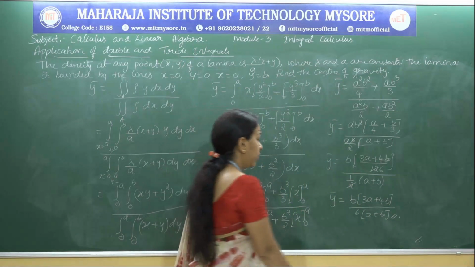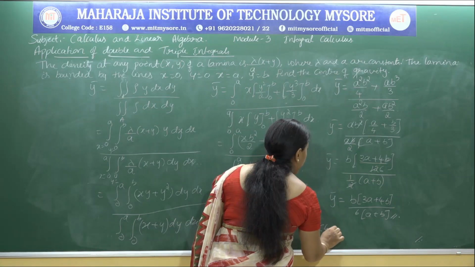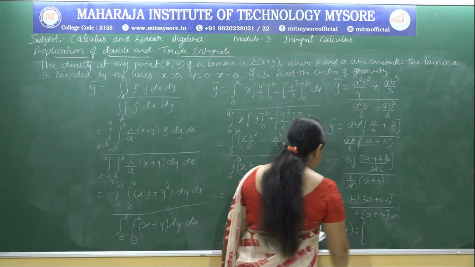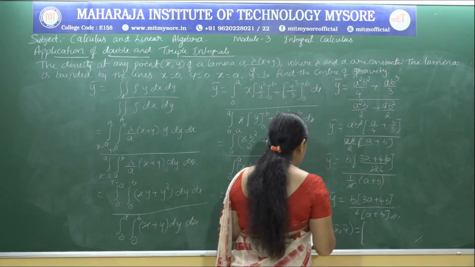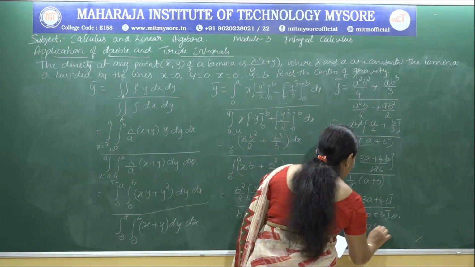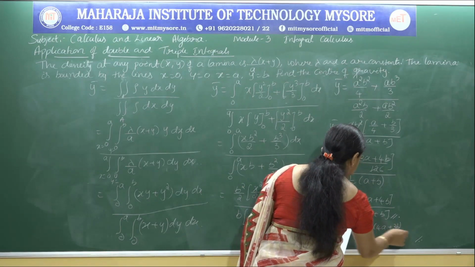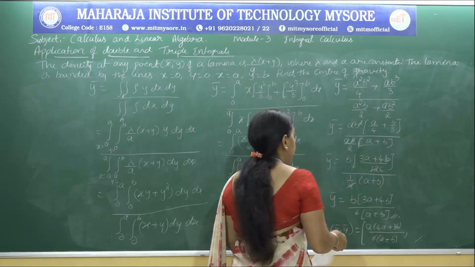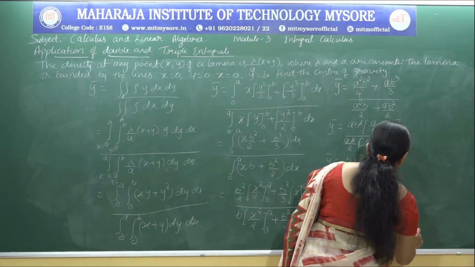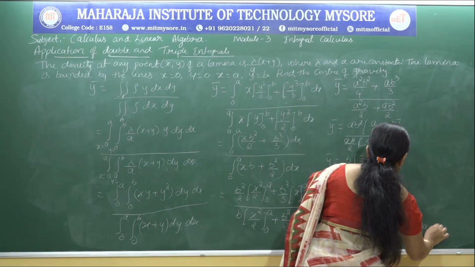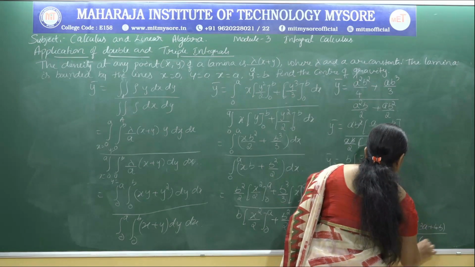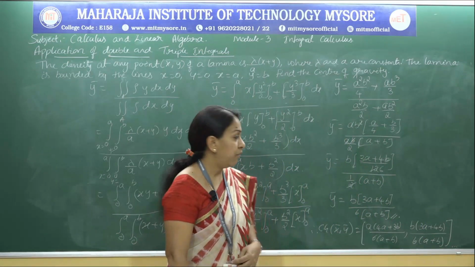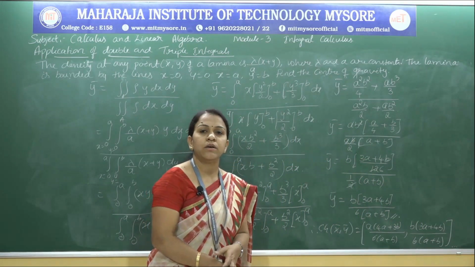Therefore, what is the center of gravity x bar, y bar? The center of gravity x bar comma y bar is given by the points, x is given by a into (4a plus 3b) by 6 times (a plus b), comma, and y is given by b times (3a plus 4b) by 6 times (a plus b). That is the required center of gravity of the given rectangular lamina.